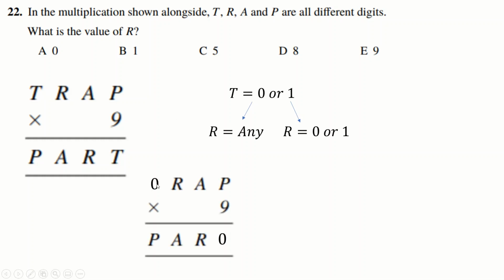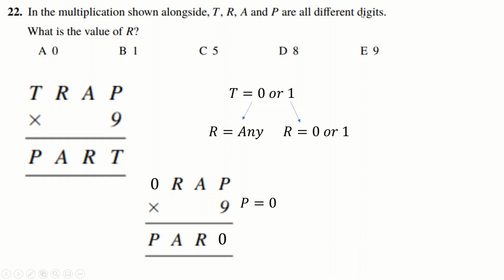R could be any number, but actually let's replace these with zeros now and think about the start of it. P times 9 ends in a 0. That means that P is 0. The only way to multiply by 9 to get 0 is using 0 or 10 or whatever, but it can't be 10, right? It's a one-digit number. So P must be 0, but we've already said T is 0. So this case just fails, right?